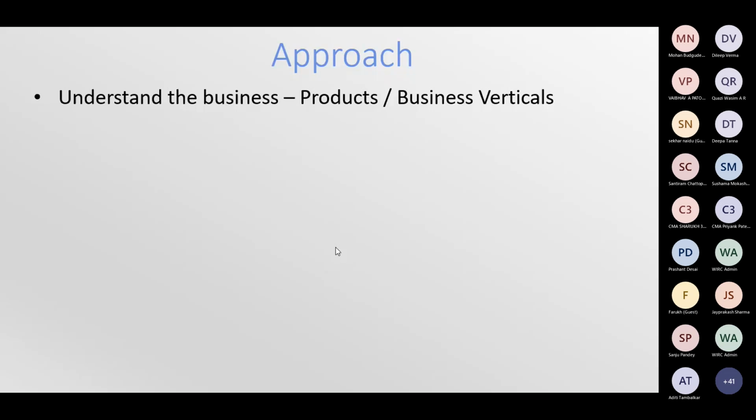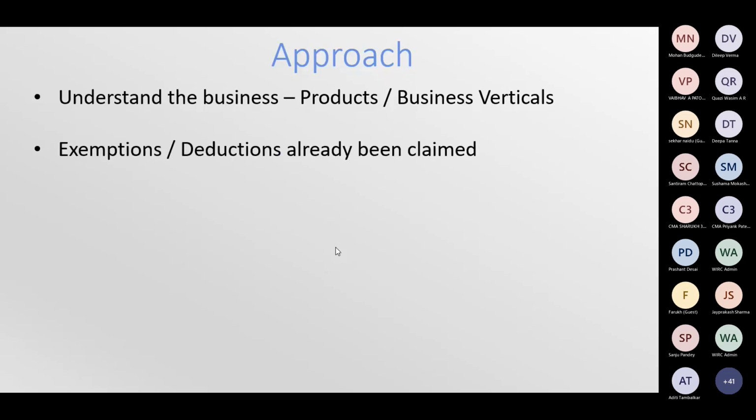In both these cases, it is very important that you thoroughly understand his business, including the business products and verticals. Of course, being cost and management accountants, we already know the products, the processes, and all that. But here, the approach should be slightly different, and it is particularly for taxation as such.